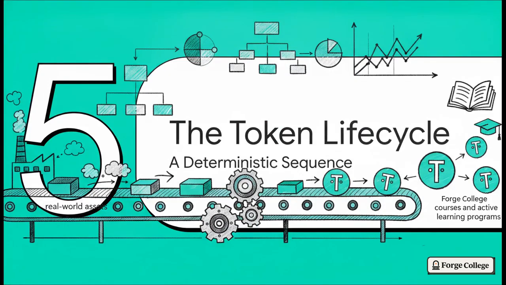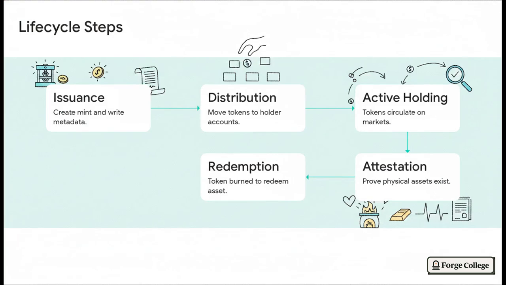Section 5. The token lifecycle. To solve that terrifying synchronization problem, the asset has to follow a strict, testable 5-step lifecycle. Step 1 is issuance. This is creating the mint and writing the initial legal metadata into our registry. Step 2 is distribution, which is safely moving those tokens into holder accounts.